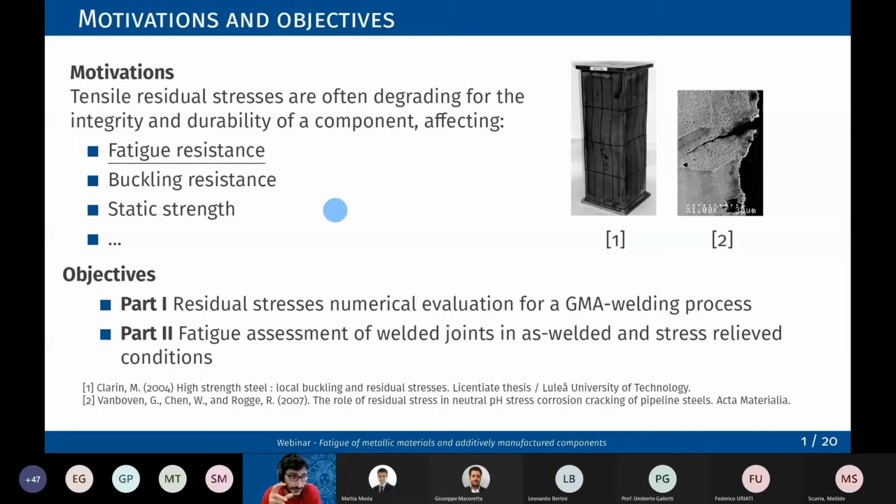And especially in this presentation, I will speak mainly in the first part about how to evaluate residual stresses for the welded joint, and in the second part about the fatigue assessment that we are still working on, including residual stresses for this welded joint.